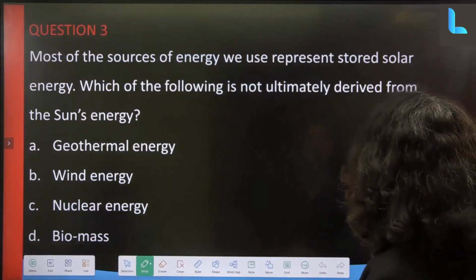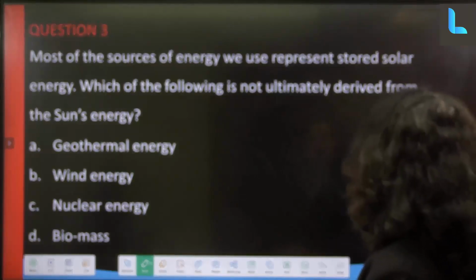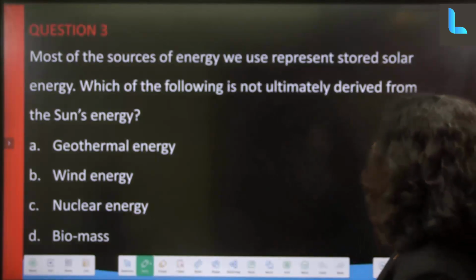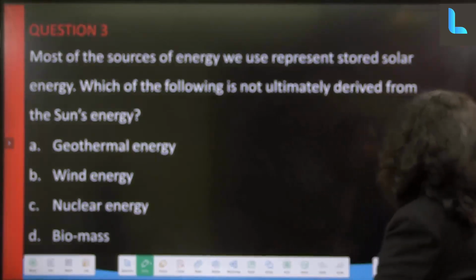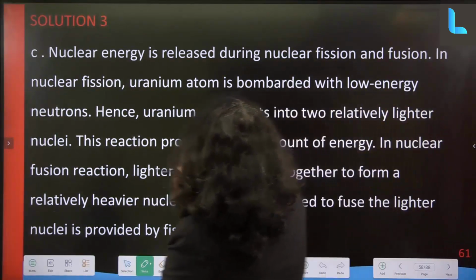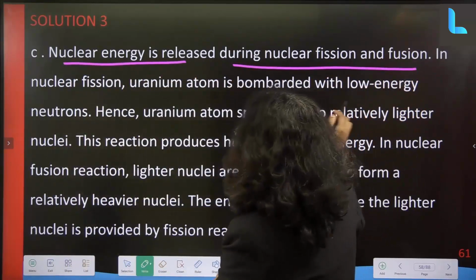Most of the sources of energy we use represent stored solar energy. Which of the following is not ultimately derived from sun's energy? Geothermal, wind, nuclear and biomass. Nuclear energy is released during nuclear fission and fusion.